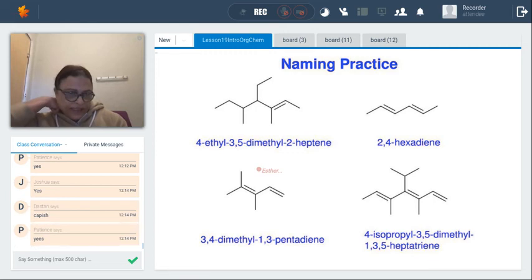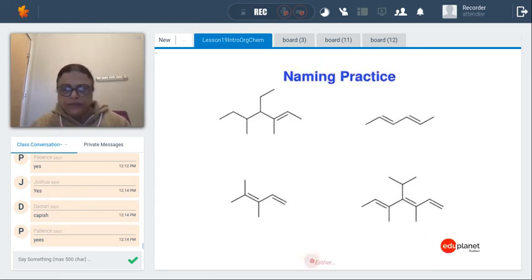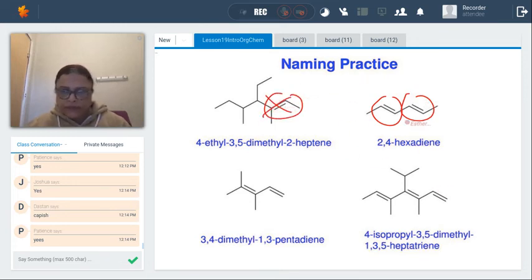Okay, there's another thing that I want to say. All right, here you have molecules that have more than one double bond. Okay, no, not this one, but anyway, this one and this one and this one. Okay, one double bond is ene. If you have two double bonds, what do we call them? A molecule that has two double bonds. Exactly, it is diene.